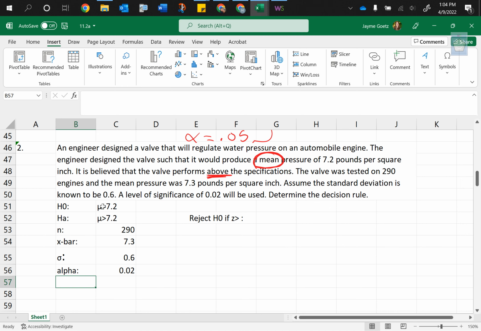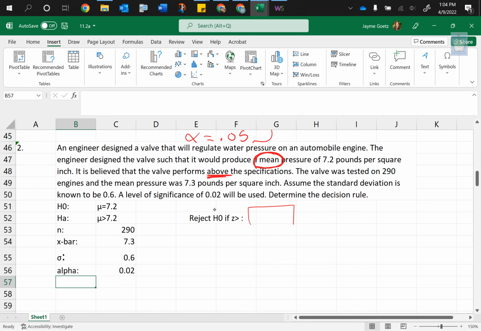Now it says determine the decision rule. Here's what it's going to look like on Hawkes. It's going to say reject the null hypothesis if z is greater than, and then a colon, and then a box for your answer. Before we can figure out what to put in that answer, let's talk about how we're going to figure all of this out. And actually, it's all dependent on the alternative hypothesis.